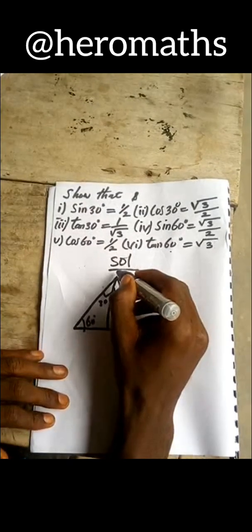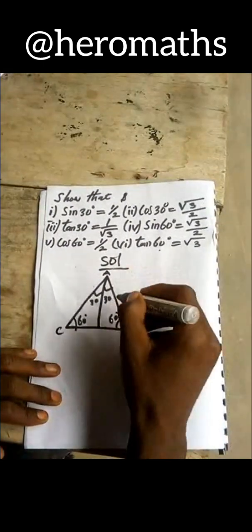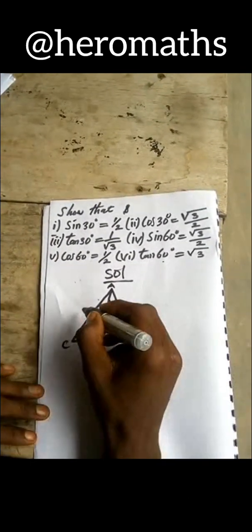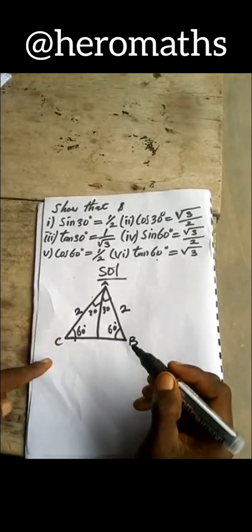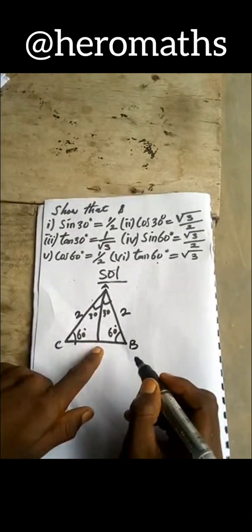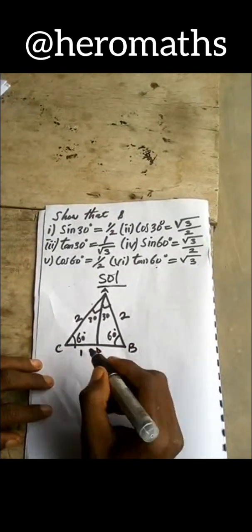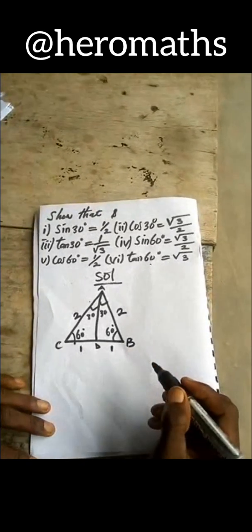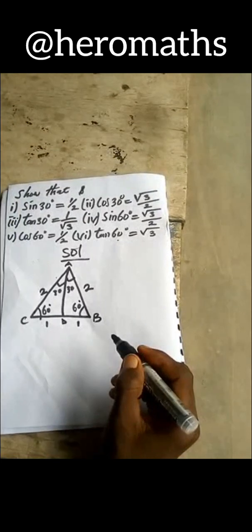So let us name the triangle A, B, C. If AB is equal to 2, then AC will also be equal to 2, because all the sides are equal, and then BC will be equal to 2, but it is divided into 2. Let me name this place D. So CD will be 1, and then BD will also be 1. Now the question says show that sin 30 degrees is equal to half.